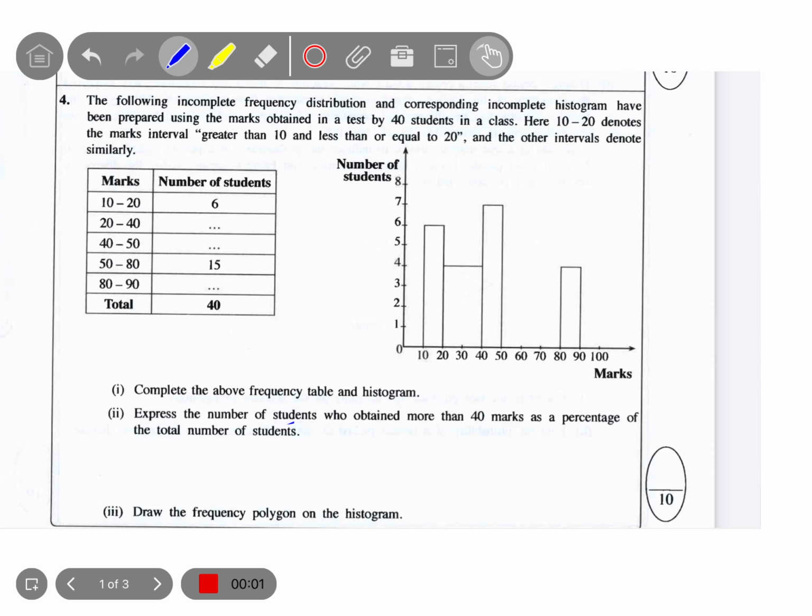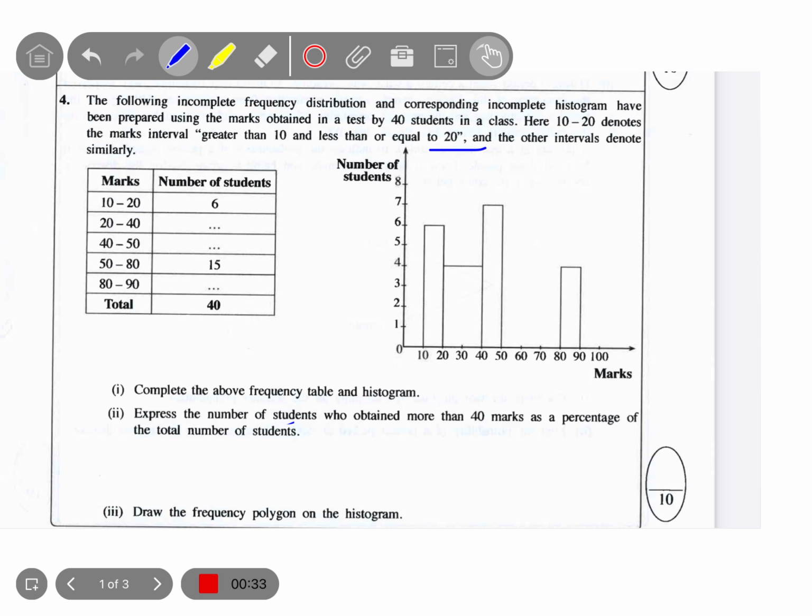Fourth question: the following incomplete frequency distribution and corresponding incomplete histogram. Now this is a histogram. They have been prepared using the marks obtained in a test by 40 students in a class. Here 10 to 20 denotes the marks interval greater than 10 and less than or equal to 20. Okay, and the other intervals denote similarly.